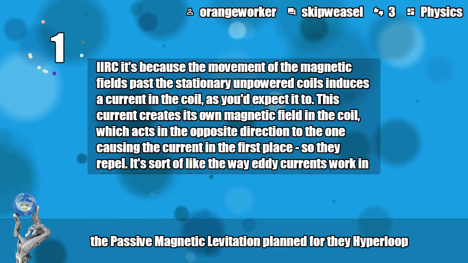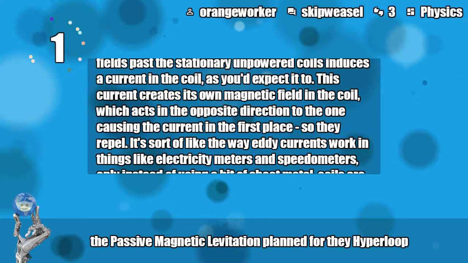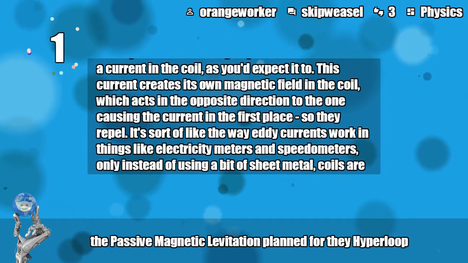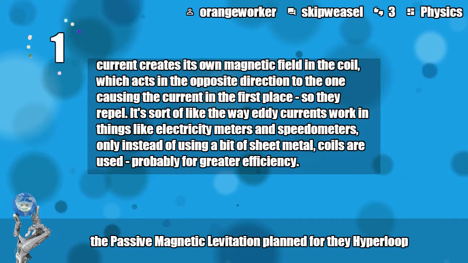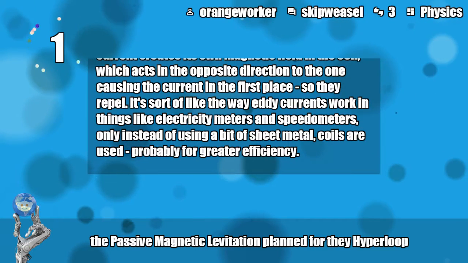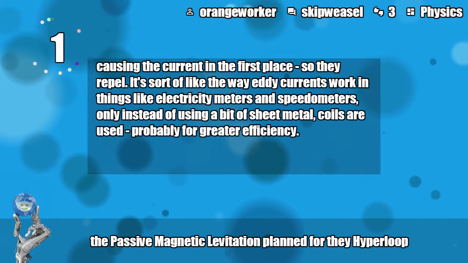This current creates its own magnetic field in the coil, which acts in the opposite direction to the one causing the current in the first place, so they repel. It's sort of like the way eddy currents work in things like electricity meters and speedometers, only instead of using a bit of sheet metal, coils are used, probably for greater efficiency.